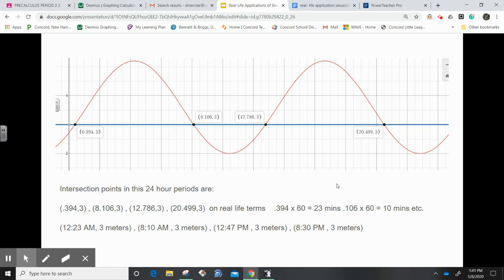Next step is to find all these intersection points, and the way you're going to do that is you just take your mouse on your computer and just tap on these things, and you can get all of these.